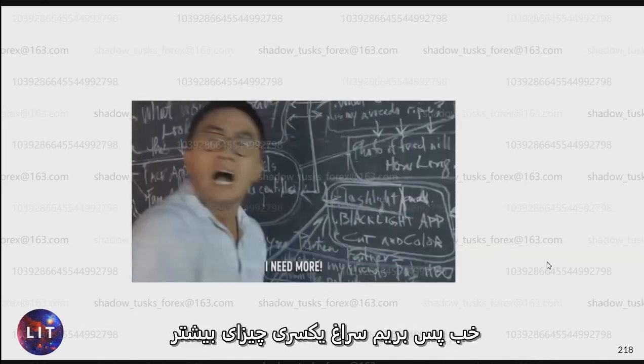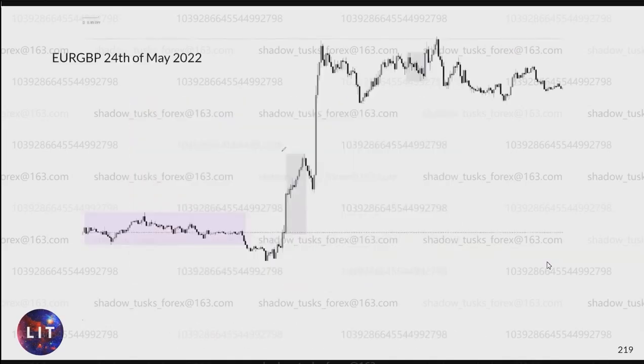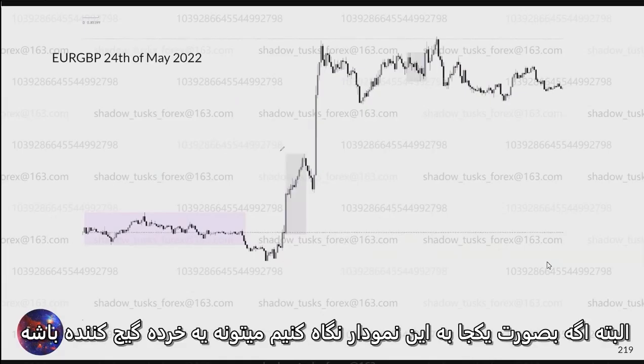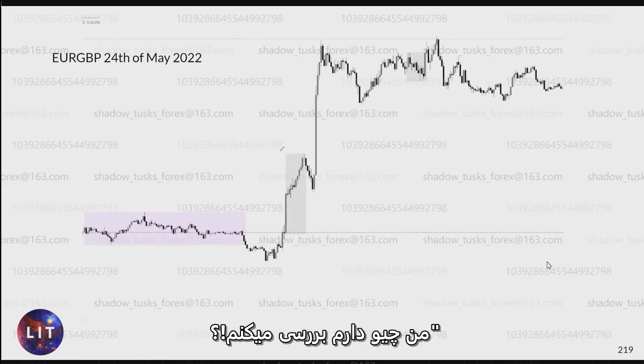So let's jump into some more. Why stop there, right? Euro GBP on 24th of May. Now this can look a little bit confusing if we just look at this as a whole. What am I looking at? What is this? So what do we need to do? What is the first step?